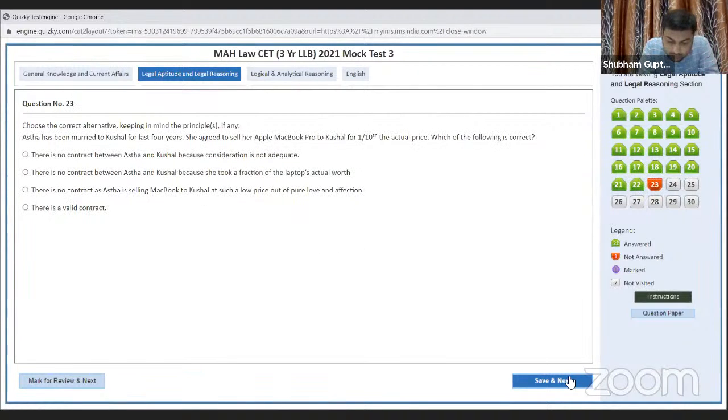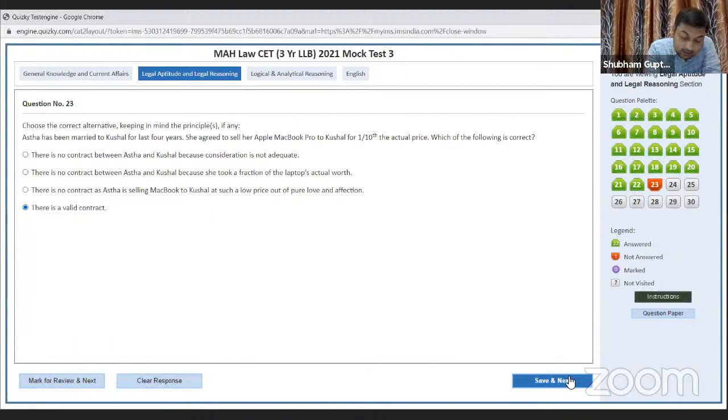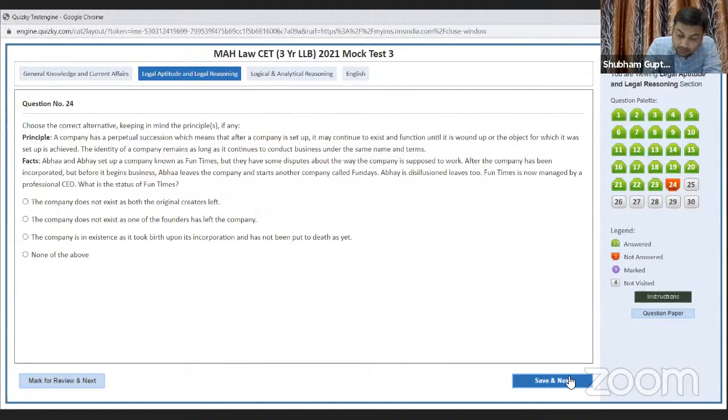Now let's move. Asta has been married to Kushal for the last 4 years. She agreed to sell. Now here she agreed to sell. So she has given her full consent at 1/10 of the actual price. So there is no contract. So this contract is valid because she has agreed. So for this, I think I am sure.